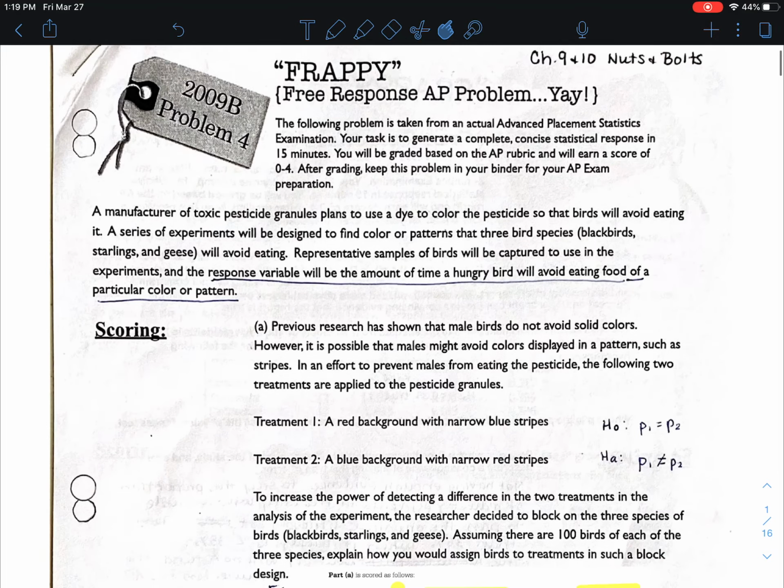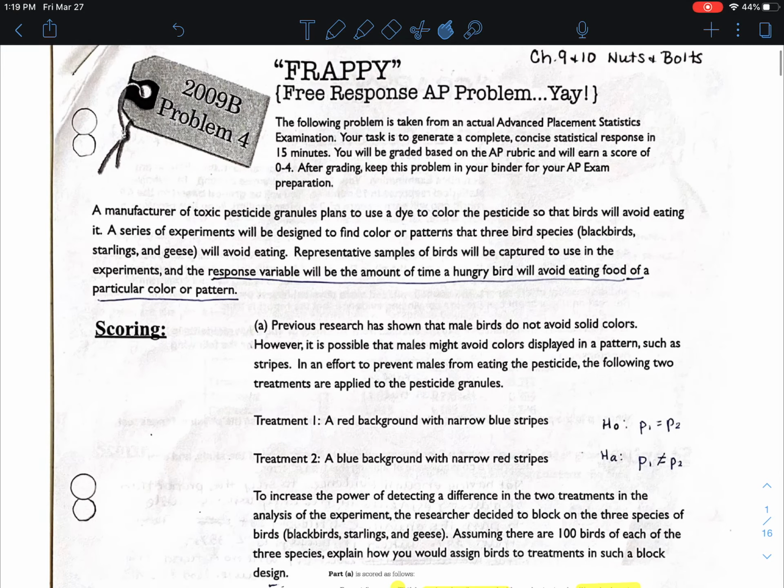For part A, it says, previous research has shown that male birds do not avoid solid colors. However, it is possible that males might avoid colors displayed in a pattern, such as stripes. In an effort to prevent males from eating the pesticide, the following 2 treatments are applied to the pesticide granules. Treatment 1, red background with narrow blue stripes. Treatment 2, blue background with narrow red stripes.